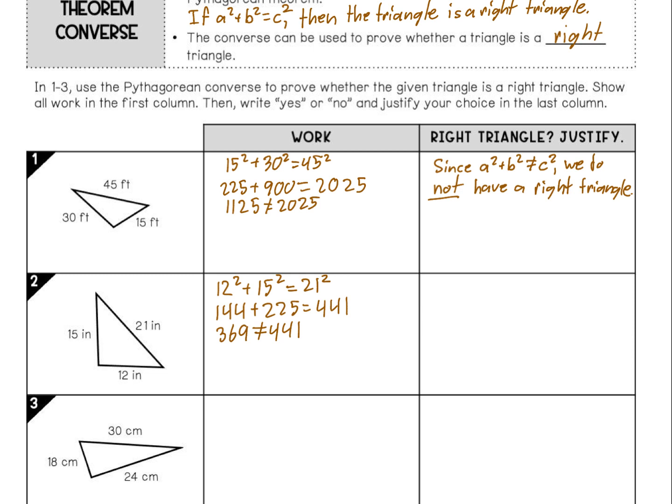So, do you think this is a right triangle? Why or why not? Well, since a squared plus b squared is not equal to c squared, we do not have a right triangle. Next, I want you to try setting up the Pythagorean theorem and figuring out if it is or is not true.